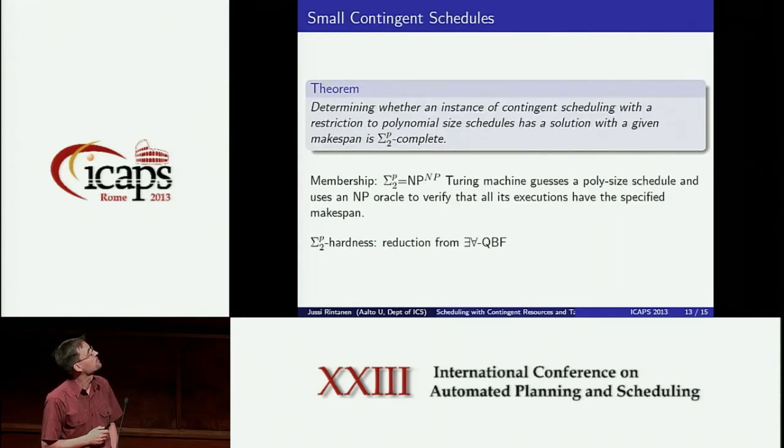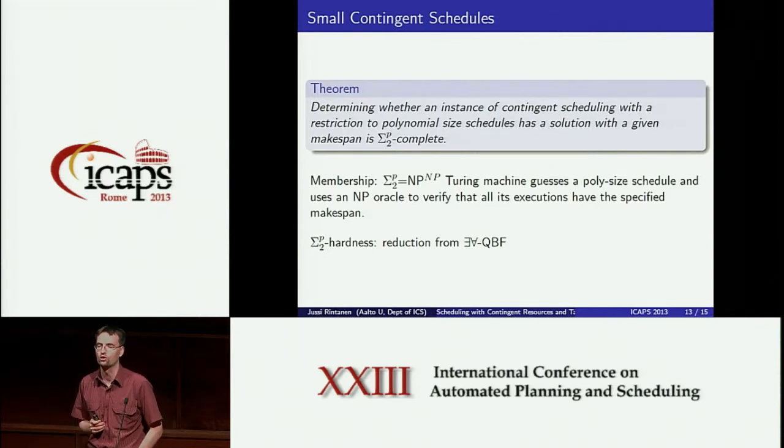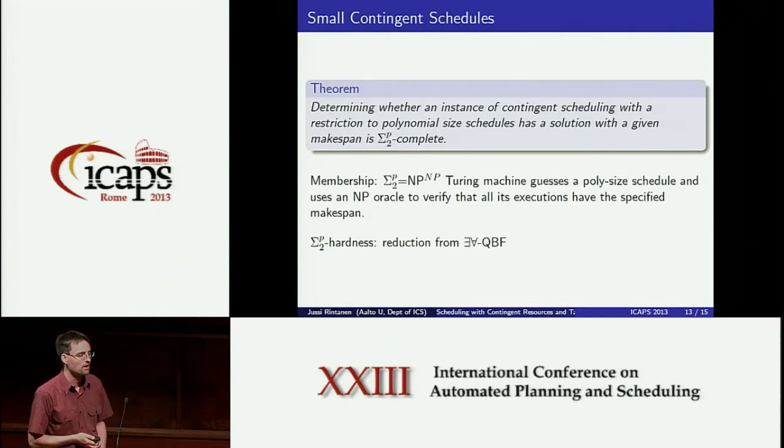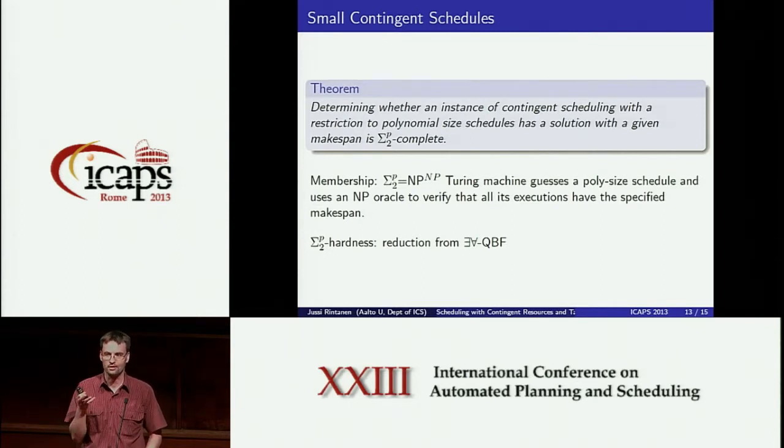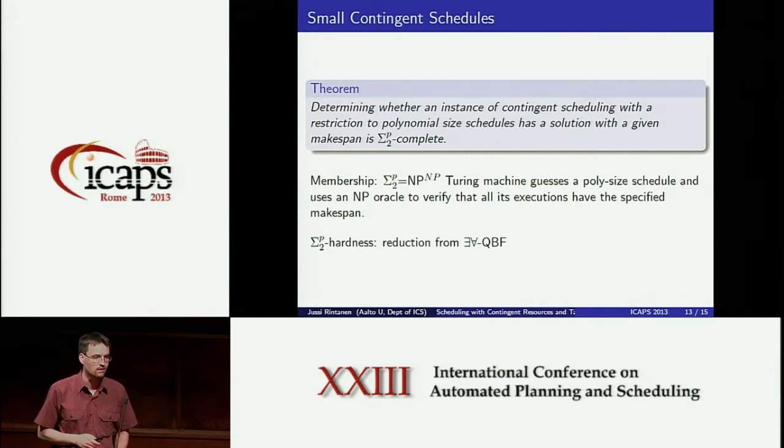Another easy case is when the contingent schedule has a small polynomial size, and in this case it will be basically the complexity on the second level of the polynomial hierarchy, because we can simply guess a polynomial size schedule, and then, using an NP oracle, we can verify that this polynomial size contingent schedule actually works correctly in all cases. These are considerably simpler results.